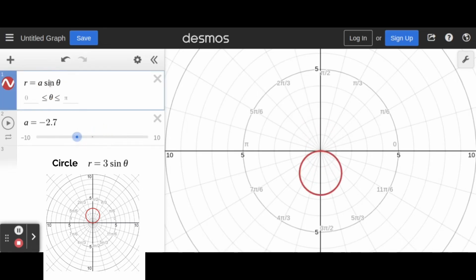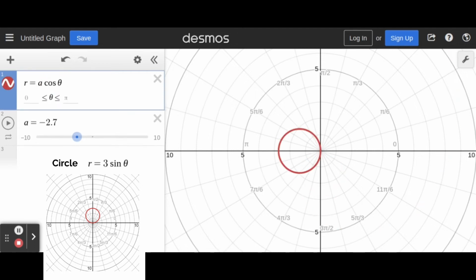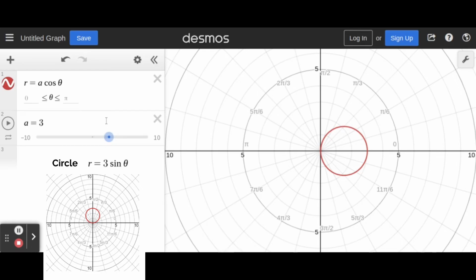What if this was cosine? Let's change this to cosine. And now it shows up lefty-righty instead of uppy-downy. So a negative cosine appears on the left and a positive cosine appears on the right. And I think we did something like 3 cosine theta to start out the day. I don't remember.